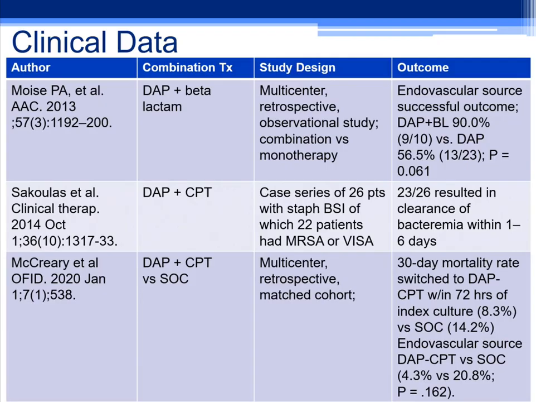From a clinical data standpoint, we have several retrospective studies. Sorry, this is a case report: beta-lactam plus daptomycin did show a potential successful outcome in a persistent endovascular source. And then when the data was released about daptomycin plus ceftriaxone, we started to see more case series and more retrospective studies at that point in time.